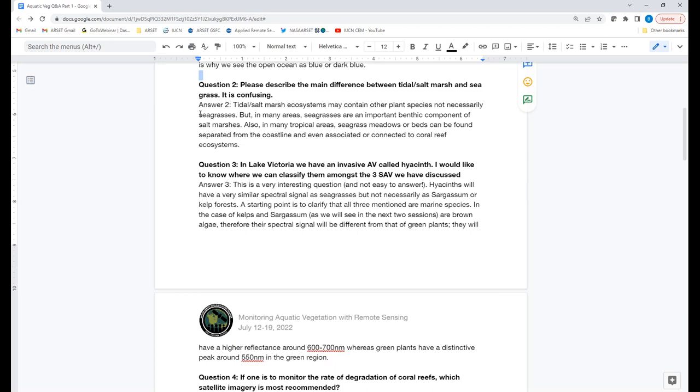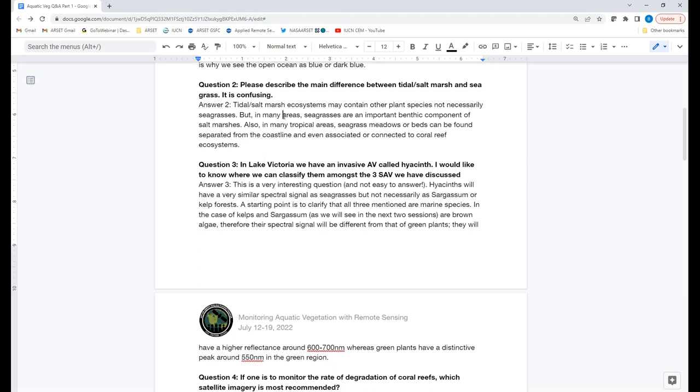But in many areas, a very basic, let's say, geographic distinction between them is that in many tropical areas, in particular, not necessarily applying to temperate waters, seagrass meadows or seagrass beds can be found separated from the coastline. And most times even associated with coral reef ecosystems, for instance.